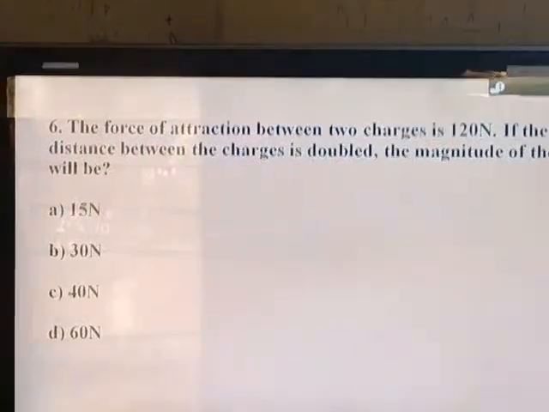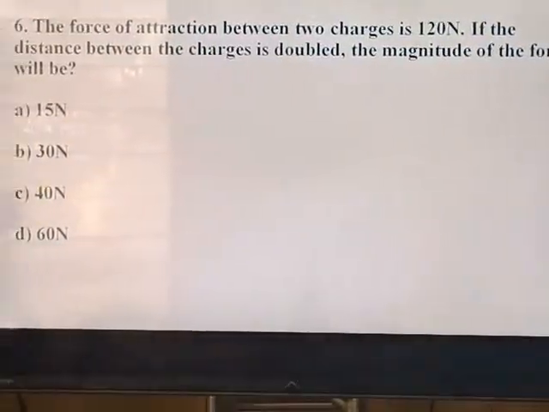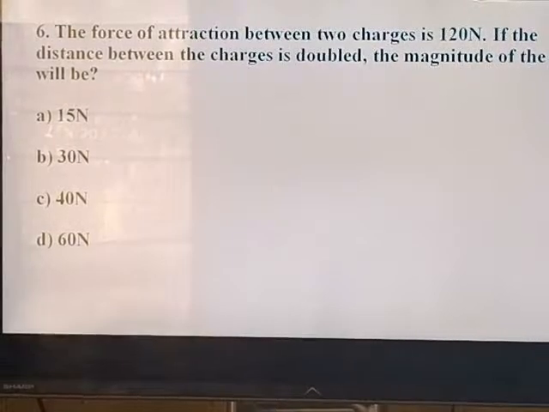Don't forget, once again, this is what we refer to as the inverse square law. And even if you remember, under gravitational field, Newton's law of universal gravitation is also another example of the inverse square law. Let's put that down quickly.